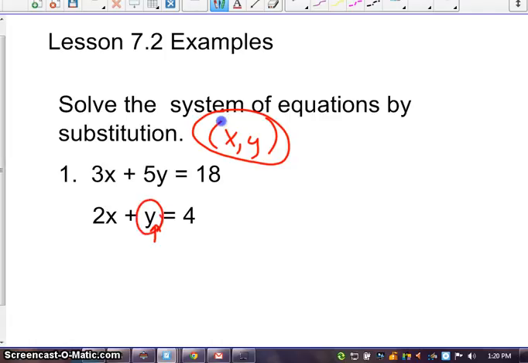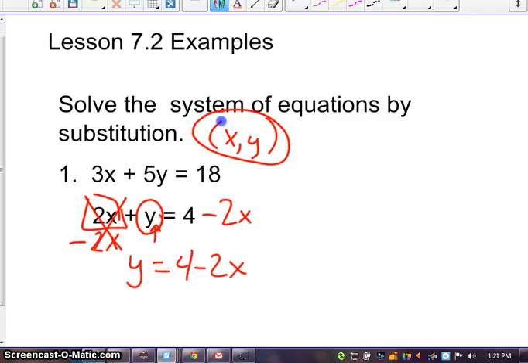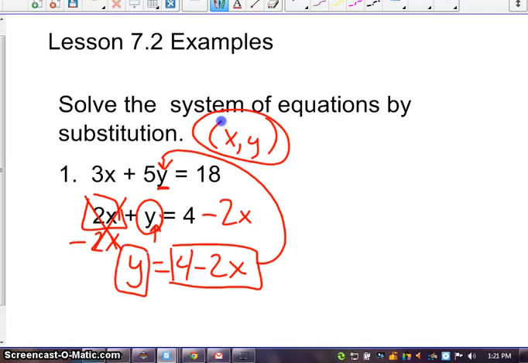There's no number next to it, so all I have to do is get rid of the 2x. So to get rid of the 2x, I'm going to subtract 2x from both sides of the equal sign. And I'm left with, over here, that goes away, so I'm left with y equals 4 minus 2x. Now, that's what y equals. So I can take this, this is what y is right here, and I can substitute it into the y value right there in the other equation. Because I know that y is 4 minus 2x. So instead of writing y right here, I'm going to write 4 minus 2x. Because it's the same thing, because I knew that y was equal to 4 minus 2x.